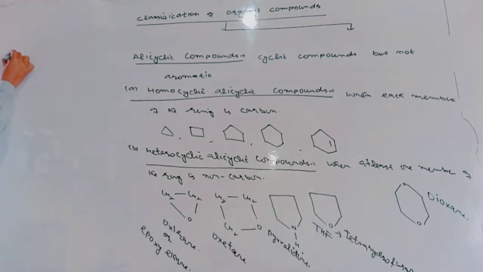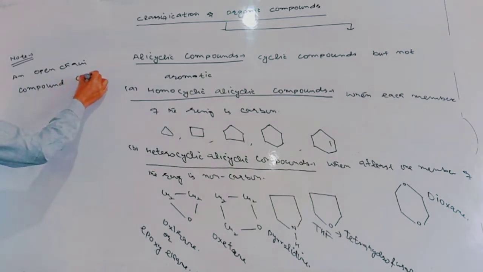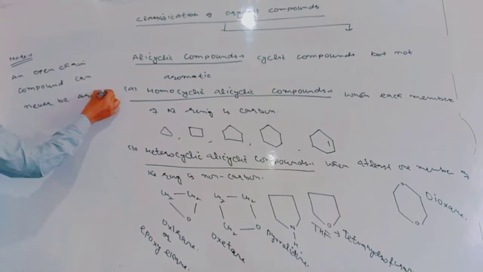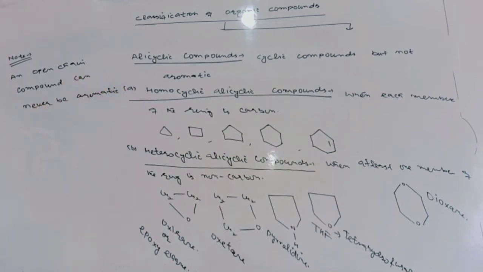I will write here one more point in note. Important point. An open chain compound can never be aromatic. जब भी कोई ओपन चेन कंपाउंड होगा वो कभी भी एरोमेटिक नहीं हो सकता. तो ये हमें थोड़ा सा क्लासिफिकेशन था.